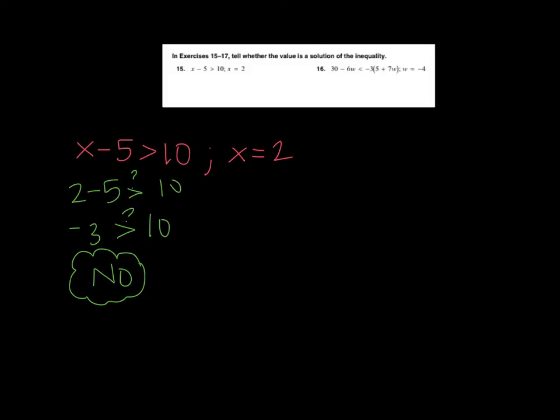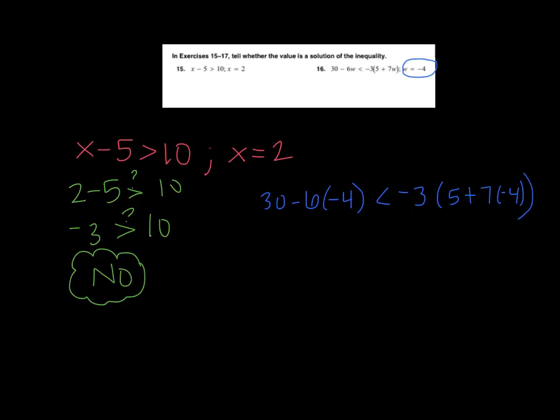It's a little more involved. So I have 30 minus 6 times w is less than negative 3 times 5 plus 7w. And in this case, they want to know if w could be negative 4. And that w, remember, was negative 4. So here's what I'm plugging in. I plugged in this negative 4 everywhere I saw w. And now I'm just going to evaluate the expression that's left.